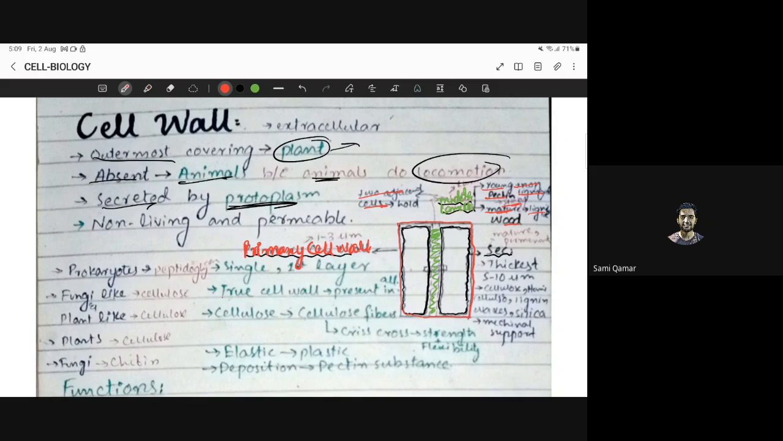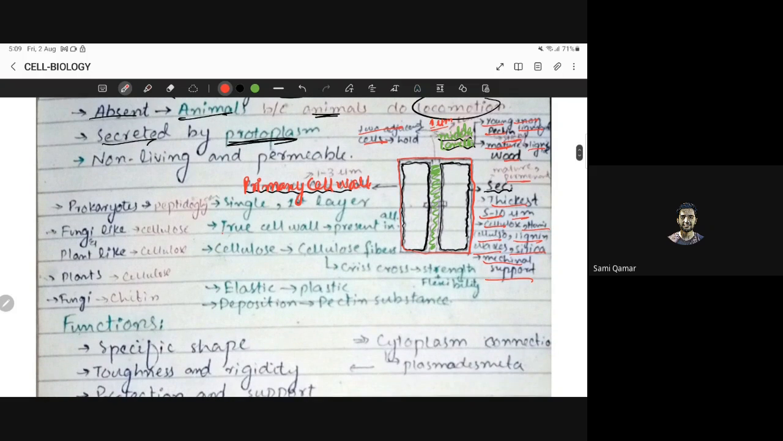In the secondary cell wall, it is the thickest. It is found in mature plants and is permanent. It is the thickest, 5 to 10 micrometer, while the middle lamella is just 1 micrometer. Cellulose, hemicellulose, lignin, waxes and silica make up the composition of the secondary cell wall. It provides mechanical support.